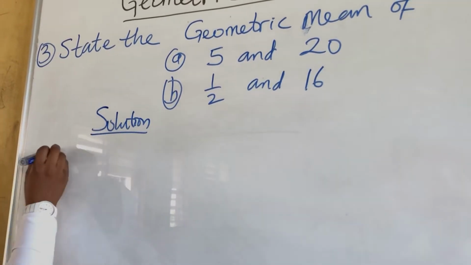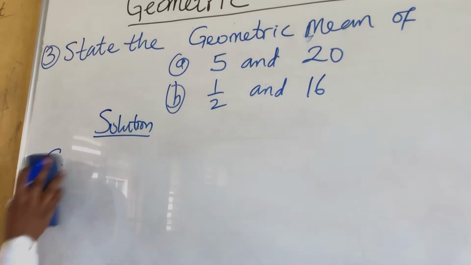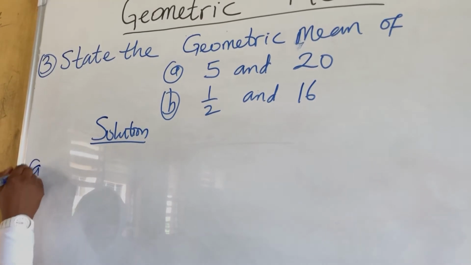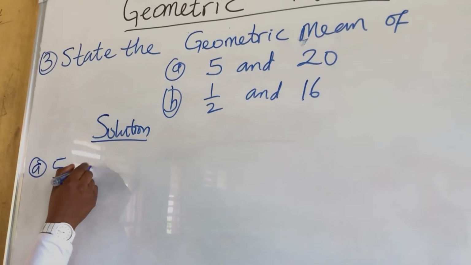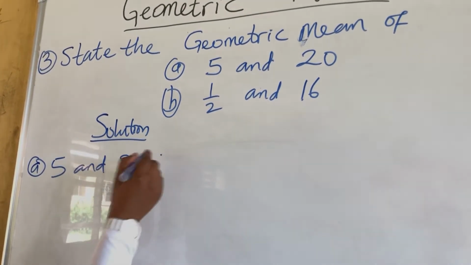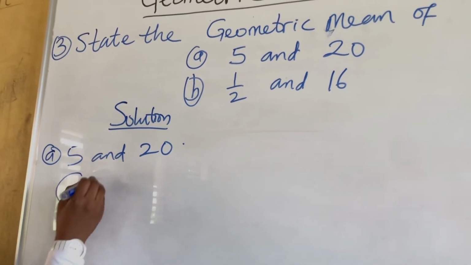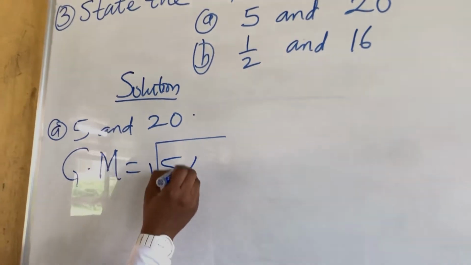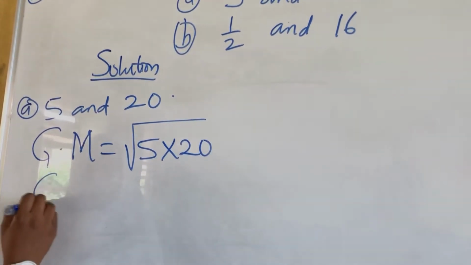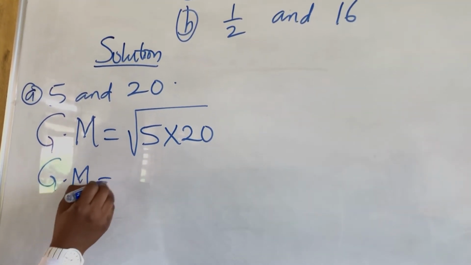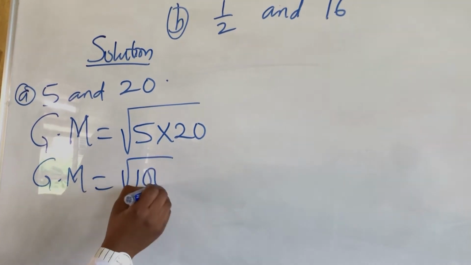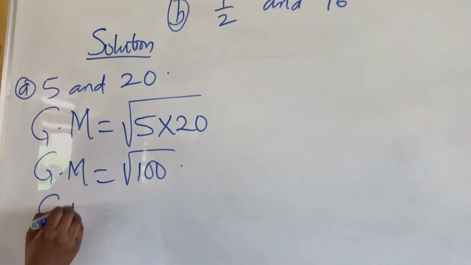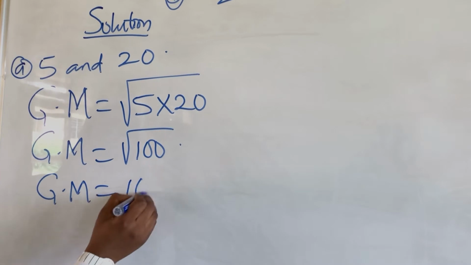The geometric mean for A, 5 and 20. So we want to find their geometric mean. So GM of this one will be equal to square root of 5 multiplied by 20. And geometric mean will now be equal to square root of 100. So geometric mean is equal to 10.